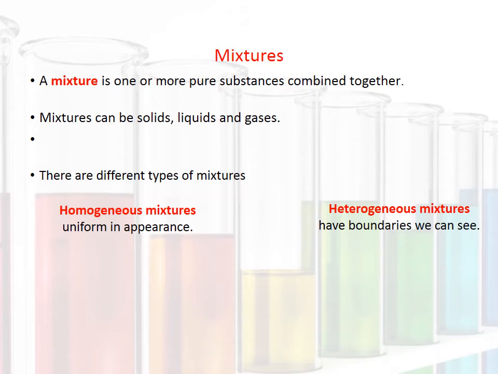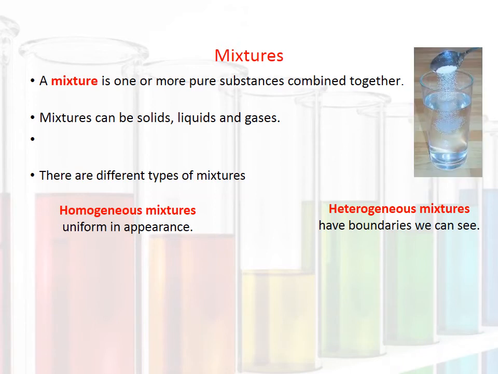So let's talk about mixtures. A mixture is one or more pure substances combined together. On the previous slide, I introduced table salt and water, both as pure substances. But if we put a teaspoon of table salt into a cup of water, we have a mixture. We now have the sodium chloride, the salt, and we have the water. We'll see that mixtures can be solids, liquids, or gases, and there are different types of mixtures.